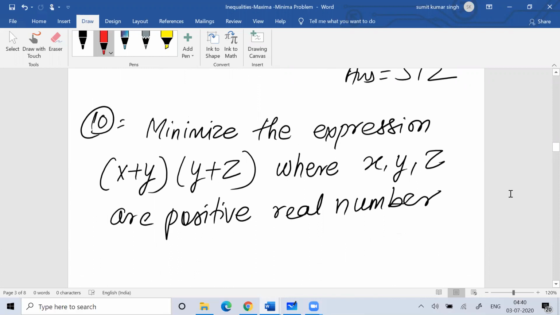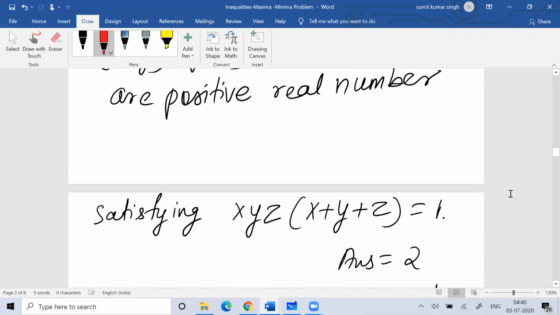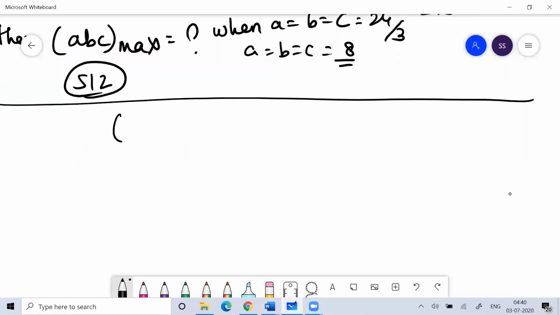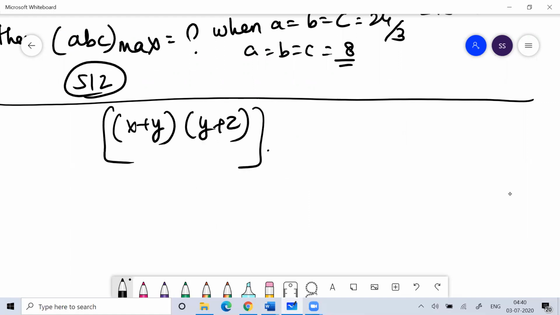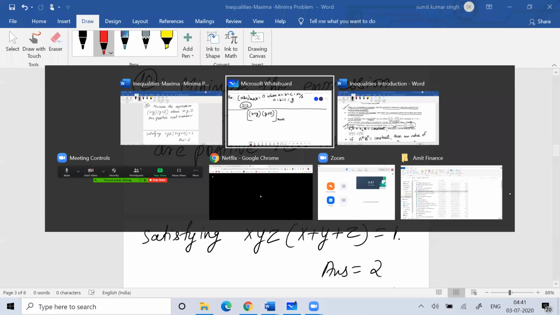Now see this. Minimize the expression x plus y into y plus z, where x, y, z are positive real numbers satisfying this equation. So this is the question. You have to minimize this expression x plus y into y plus z. You have to find the minimum value of this.